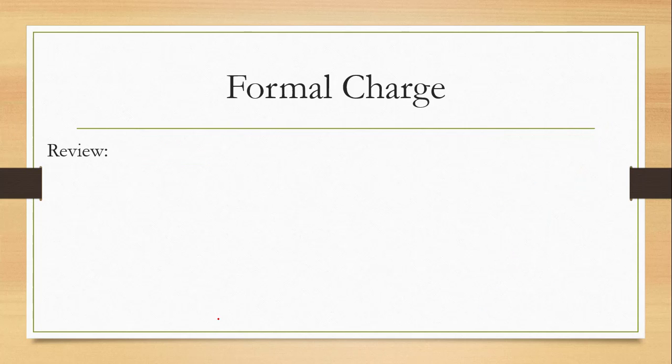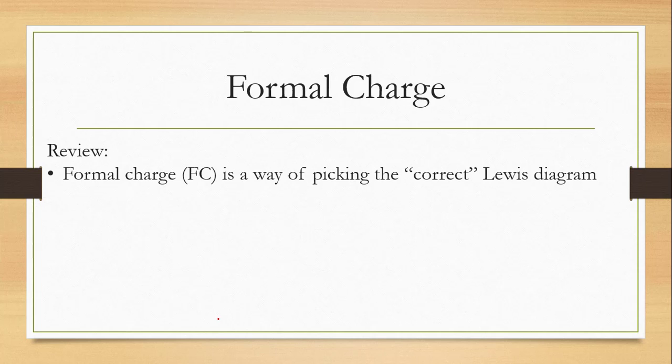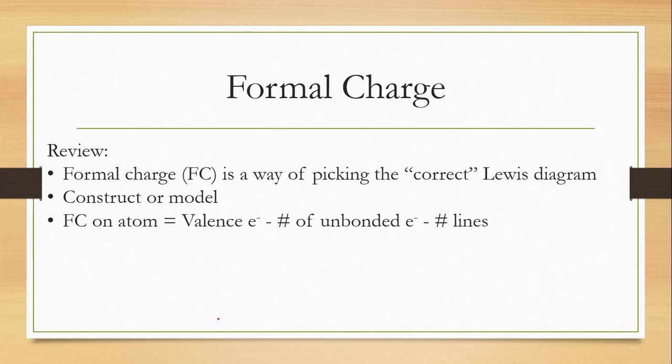So to review, the formal charge is a way of picking the correct Lewis diagram. In actuality, it has no actual physical meaning. It is simply a construct or a model that allows us to pick the most valid form. You look at the formal charge on a specific atom, and that's the number of valence electrons, minus the number of unbonded electrons, minus the number of lines going to that element.